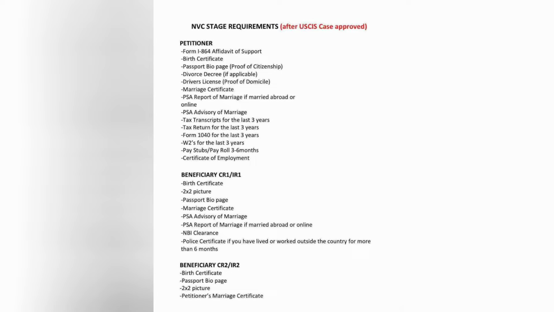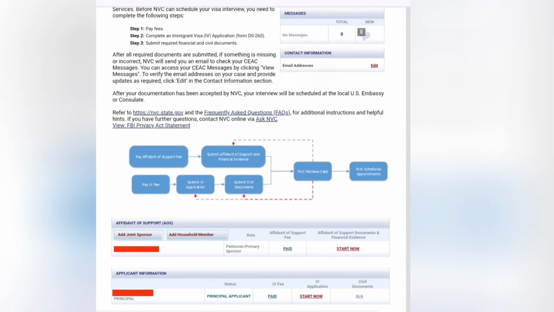So next, I will guide you on how to upload the documents. After paying and submitting the DS-260, it's time to upload the required documents. And yay, you're finally close. You'll see this under the civil documents and affidavit of support sections. Click start now on each section. Example for petitioner, click start now.